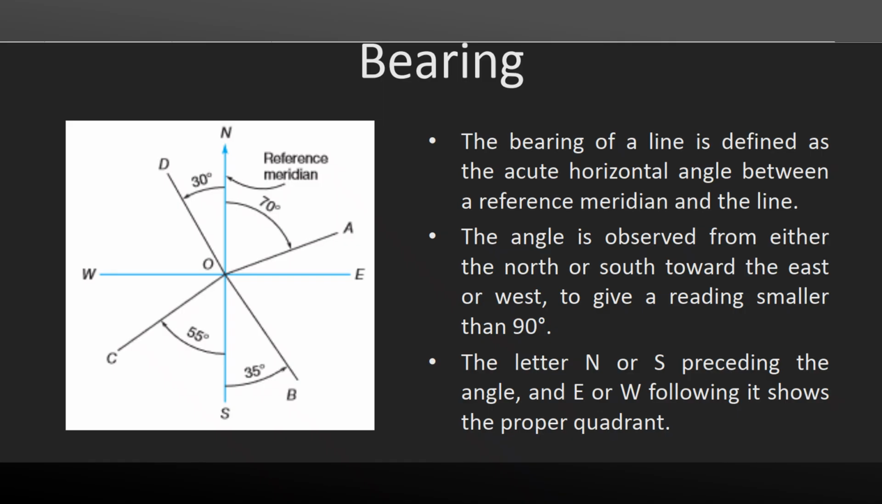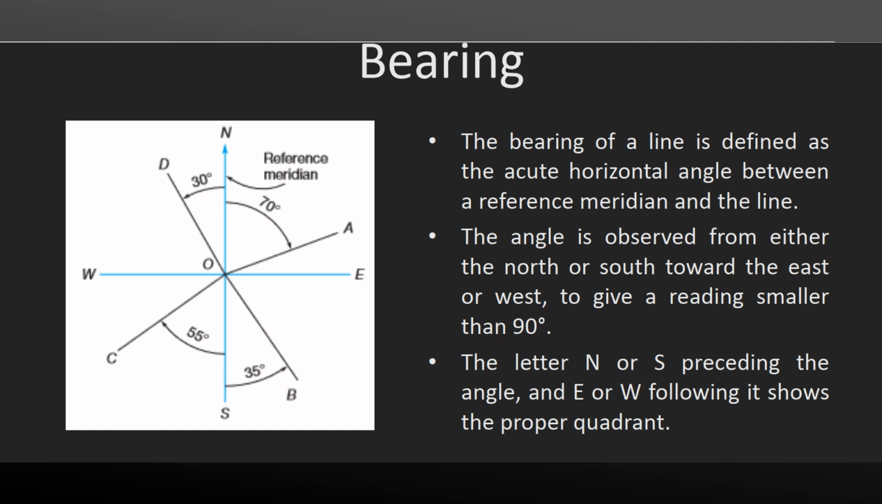As shown in the diagram, the reference meridian provides the starting direction, and the survey line determines where the angle is measured. For example, a line may have a bearing of north 70 degrees east, meaning that the line is 70 degrees east of north, or 70 degrees measured from north to east.